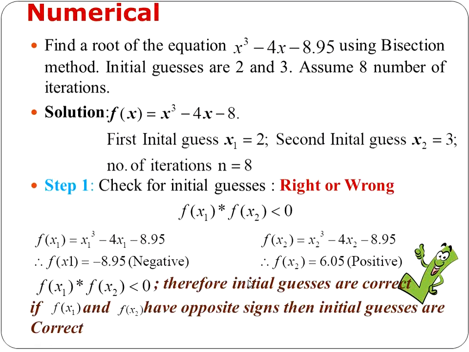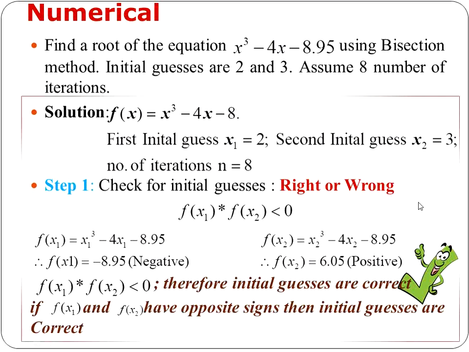There is another way to say it: if function of x1 and function of x2 have opposite signs, one negative and one positive, then also we say the initial guesses are correct. That is the first important step we have to follow. Always check whether the initial guesses are right or wrong.